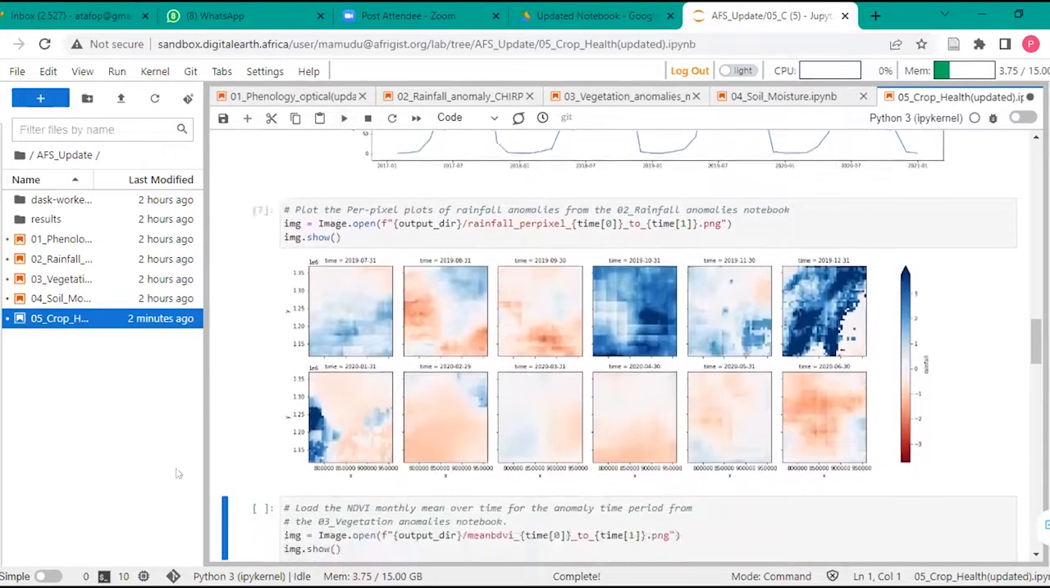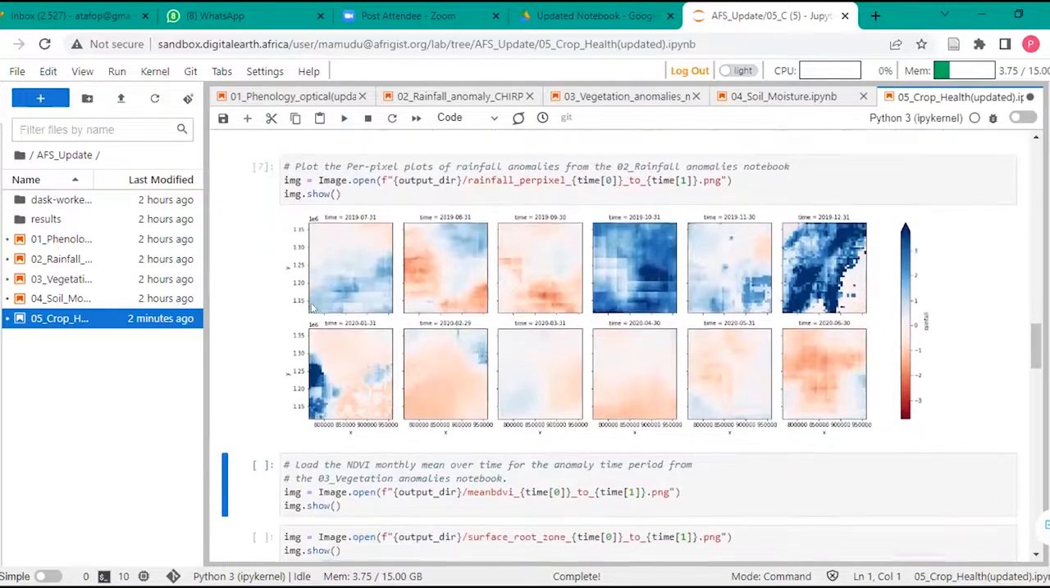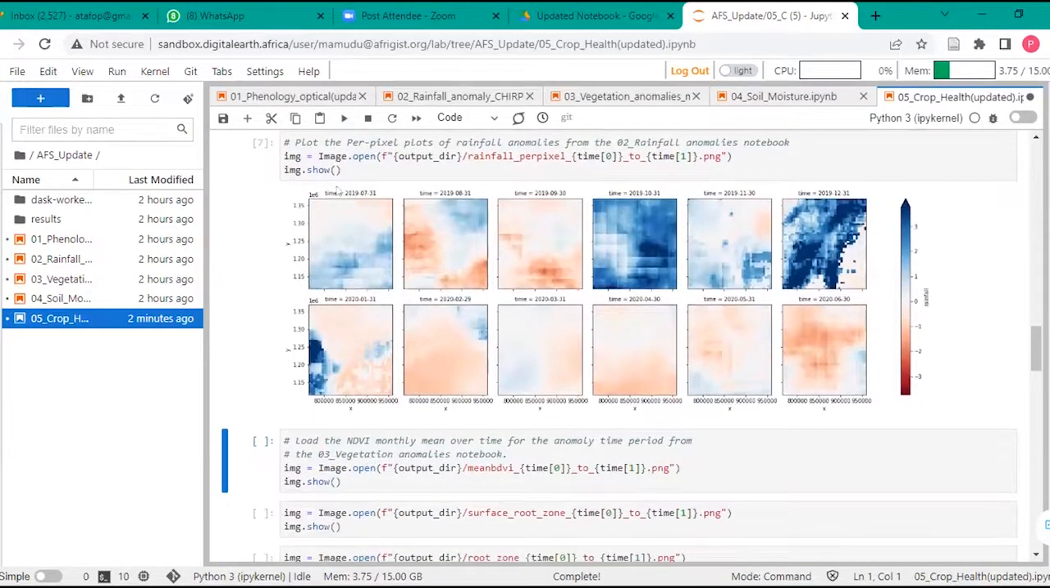Right. Now this shows us the rainfall anomaly for our study area between 2019 and 2020. And given that this is based on anomaly, it's showing us how much it deviates from the normal value of rainfall compared to between 1980 and 2011, which was our base period.